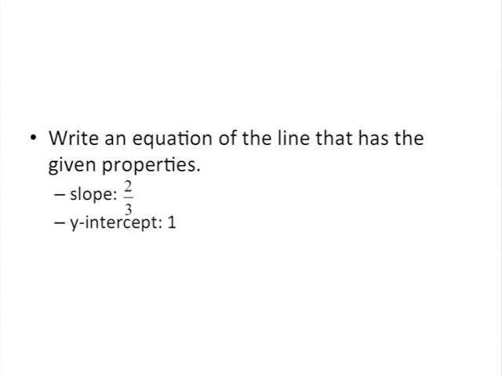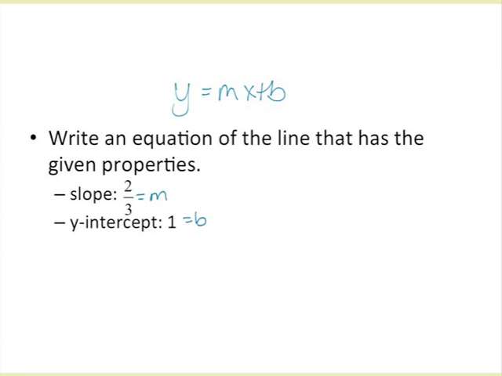All right, then we want to write an equation of a line that has the given properties. Our key for this is y equals mx plus b. What letter do we use to represent slope? M. And what letter do we use to represent the y-intercept? B. So we have everything we need and we can just plug those in their spots. y equals 2/3 x plus 1. And that one is done. We were given the two things we need. To write an equation, we need a slope and we need an intercept.